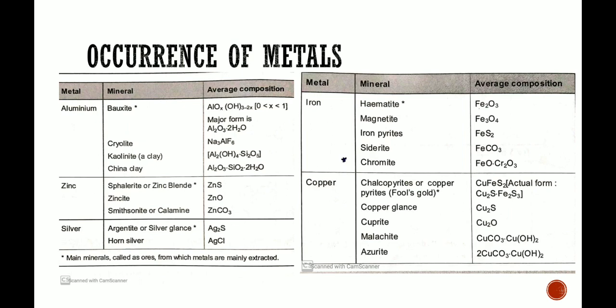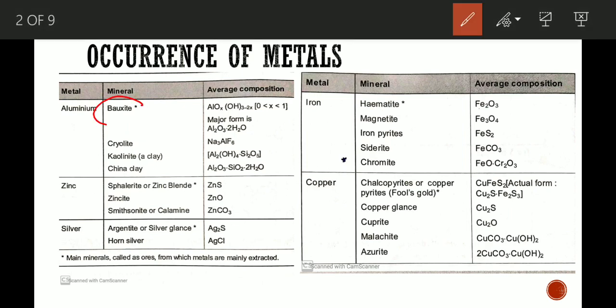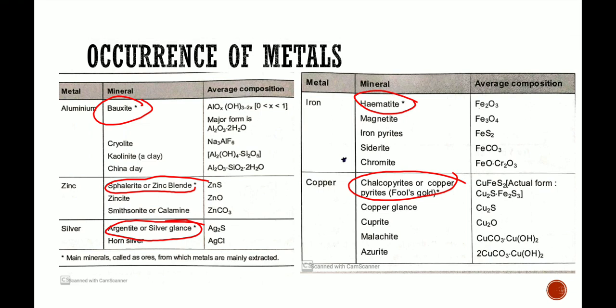Now, out of all these ores, the important one is already highlighted with a star. Bauxite, hematite for iron, then copper pyrite, which is also called fool's gold, is the important ore of copper. And from the zinc side, zinc blende is there, and argentite, or we can say silver glance. Now let us see how these ores actually look.